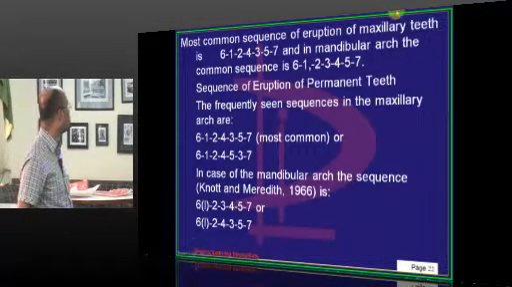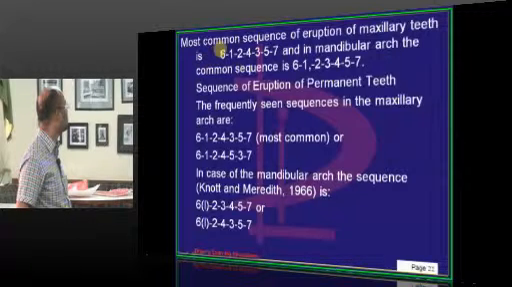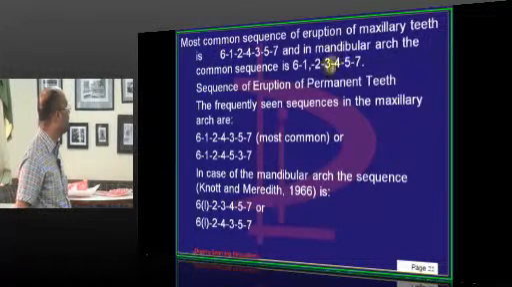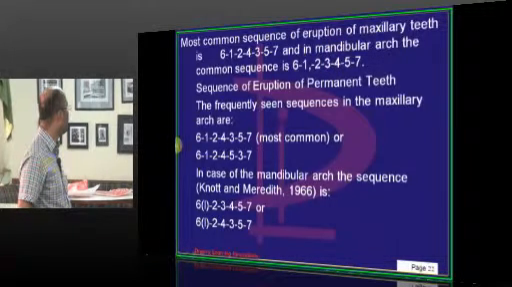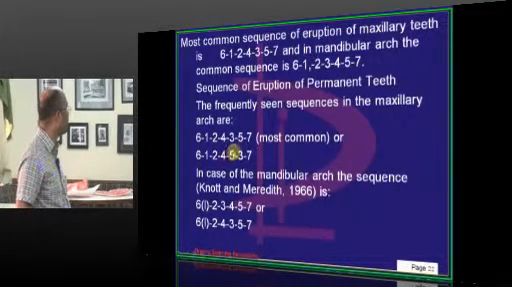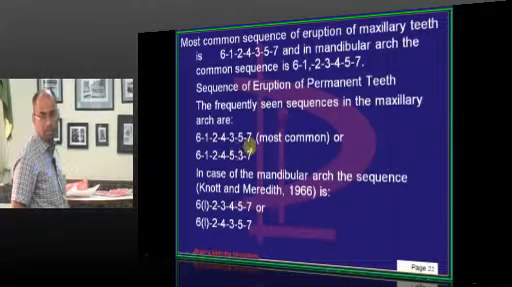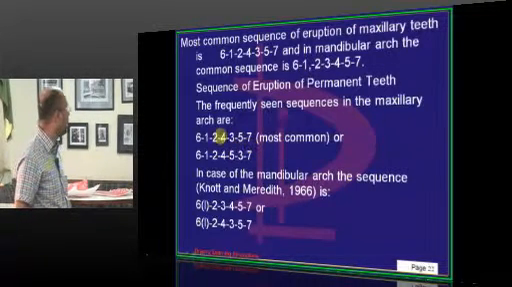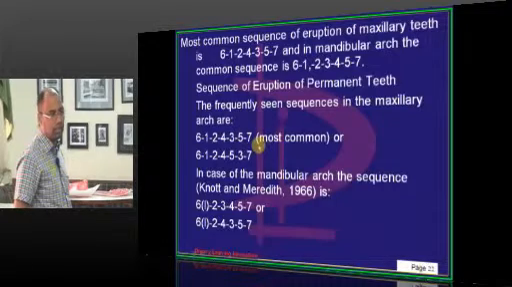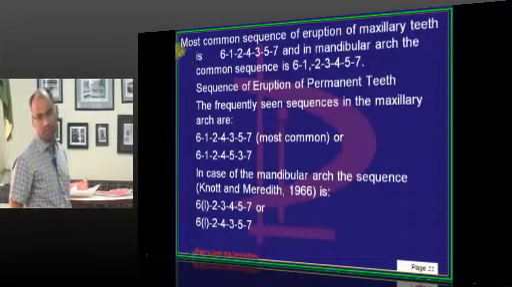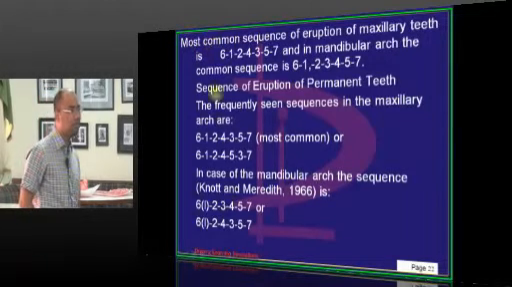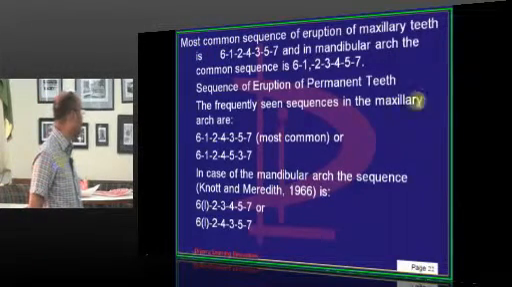So the most common sequence is 6, 1, 2, 4, 3, 5, 7, and in the mandibular arch it is normal 6, 1, 2, 3, 4, 5, 7, and frequently you see 6, 4, 5, 3, 7. Both the premolars followed by the canine. That is the other option, but most common is 6, 1, 2, 4, 3, 5, 7. That is the first premolar ahead of the canine.